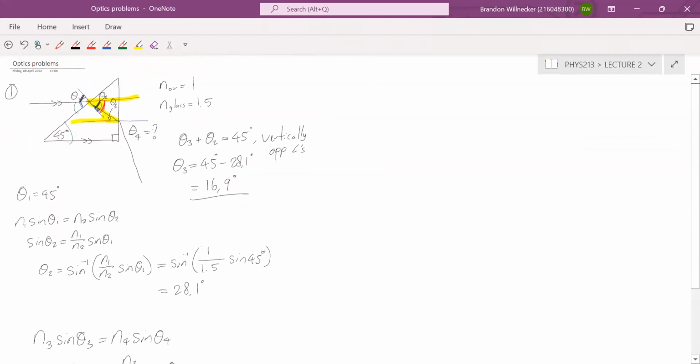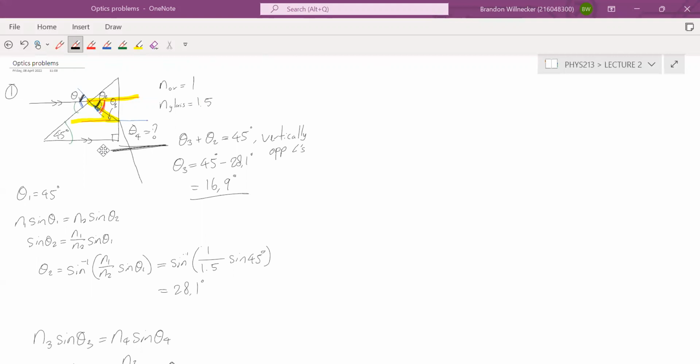So you see that since this light ray refracted multiple times, we just solve the problem in steps. We do the first part where it refracted, the second part where it refracted, and then we can calculate our theta 4. At each step, we just use Snell's law because we have to handle the refraction.